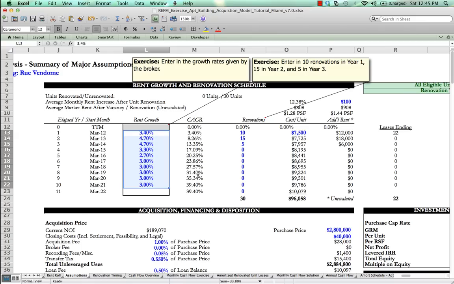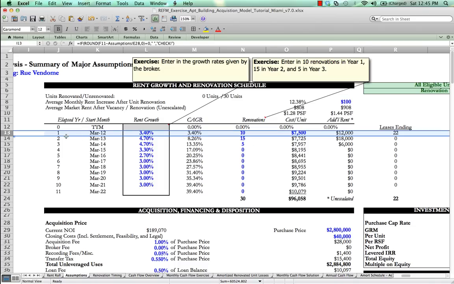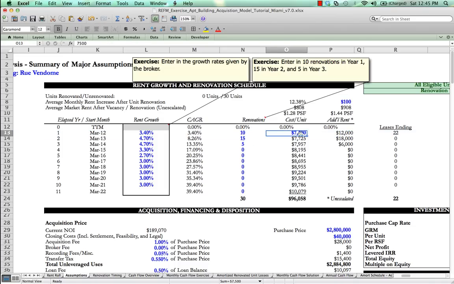Okay, and so now what we need to do is figure out, okay, of the 30 units here, how many do we expect to renovate in each year? So this represents year 1. Here's our cost, which we had input as $7,500. And so what we've done here is we've put 10 renovations in year 1, 15 in year 2, and 5 in year 3, which equals our 30.